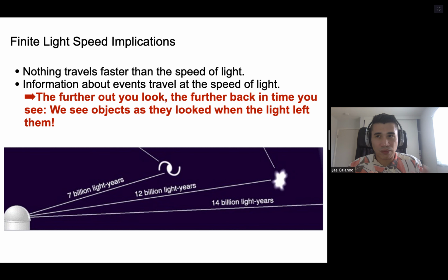And so if you think about that, it's easier to think about when you're looking at further away distances. So if a galaxy is 7, 12, or 14 billion light years away, then you're kind of looking back in time, right? But in principle, everything takes time to get to your eyes. So essentially what that means is that you're always continuously looking at the past, okay? If that makes sense.